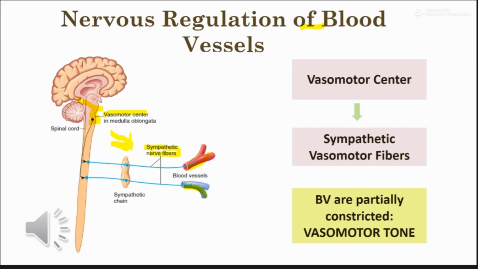As a consequence, the peripheral blood vessels are partially constricted. So that is your vasomotor tone. That is because, again, of your vasomotor center producing a low frequency of action potentials to your sympathetic nerve fibers, making your blood vessels partially constricted. A term called vasomotor tone.